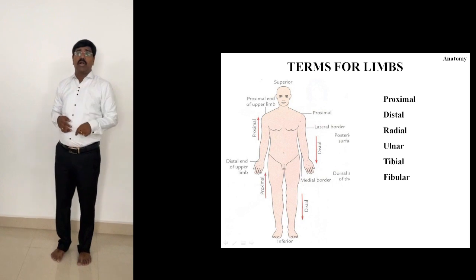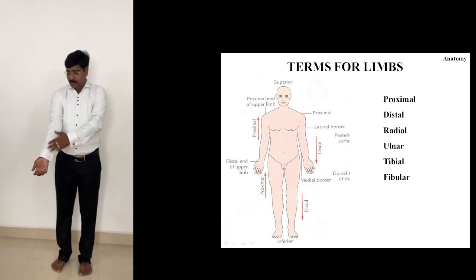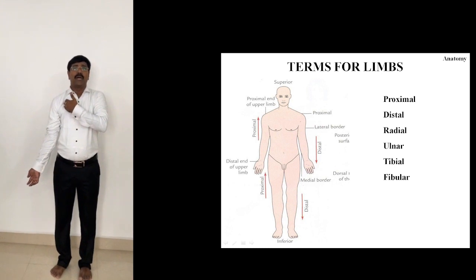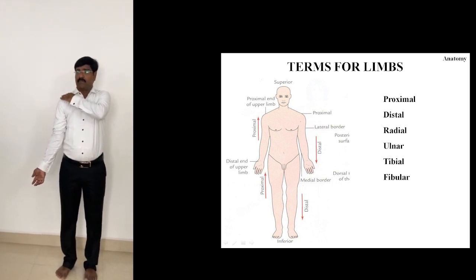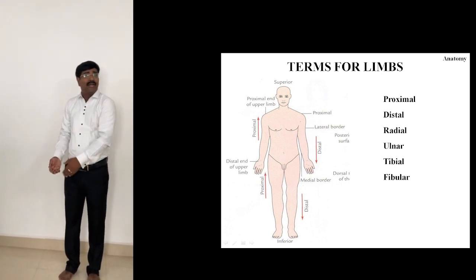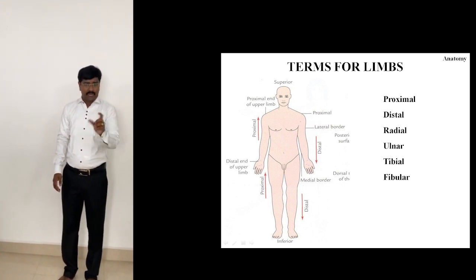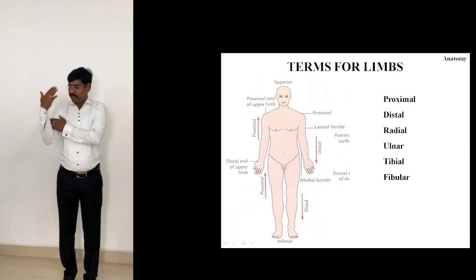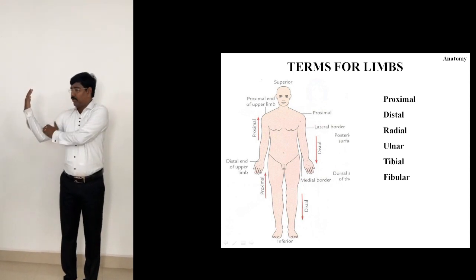Now to understand this, when I take the upper limb, as we said, this is attached to the trunk, so I can call it what? Proximal. And this is called what? Distal. When I take the two parts, this part is called what? Flexion. So this part is called what? Arm.